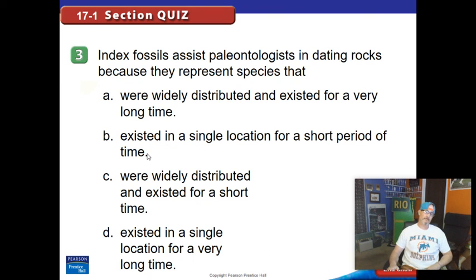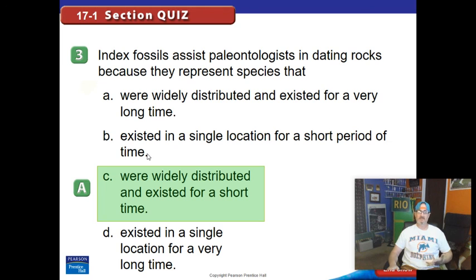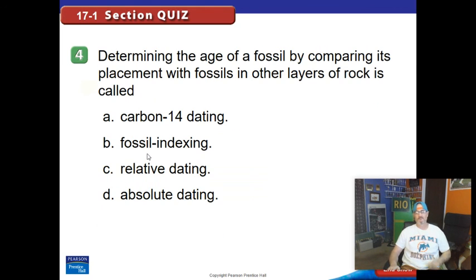Index fossils assist paleontologists in dating rocks because they represent species that are widely distributed and existed for a very long time, existed in a single location for a short period of time, were widely distributed and existed for a short time, or existed in a single location for a long time. Which one of those is a characteristic of an index fossil? Yeah, they had to have a wide distribution and had to have existed for a short period of time.